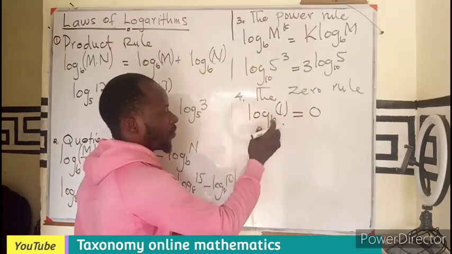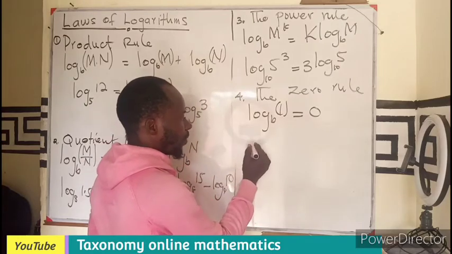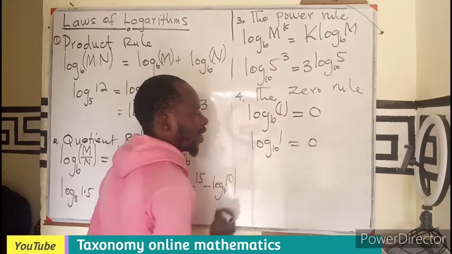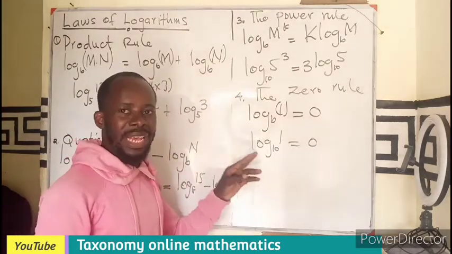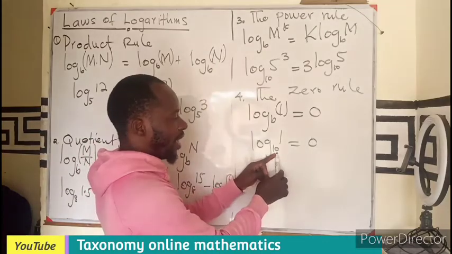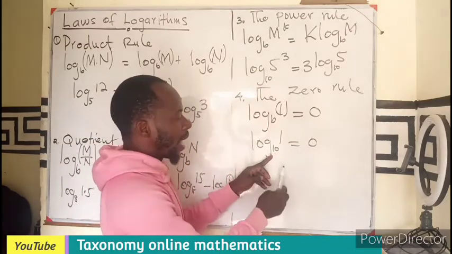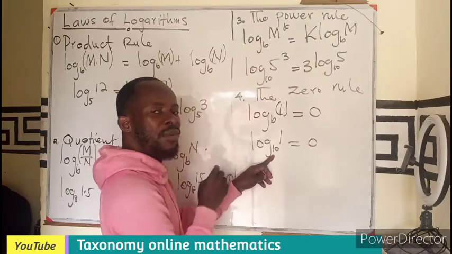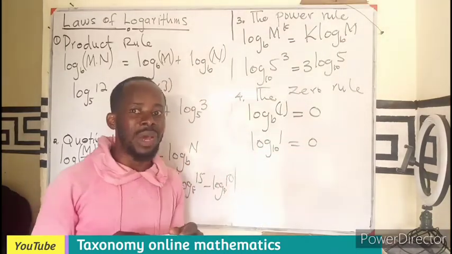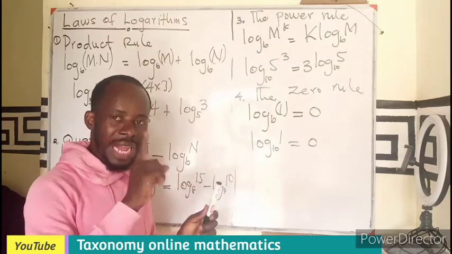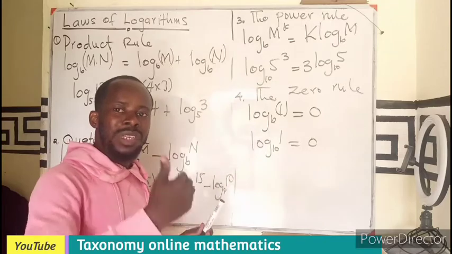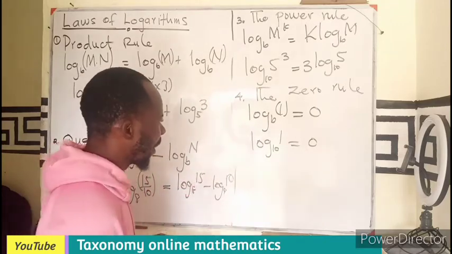So even if I have log 1 base 10, you know the answer will be 0. Per changing from log to indices, we know this is going to be the base raised to the power 0. Any number raised to the power 0 will always give you 1. So a log of 1 will always produce 0. So anytime you have log 1, it is always 0. It doesn't matter what the base will be. Alright.